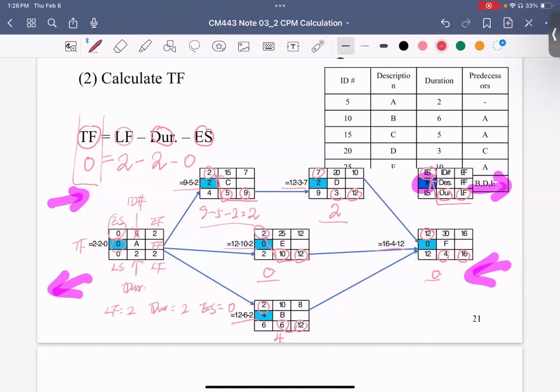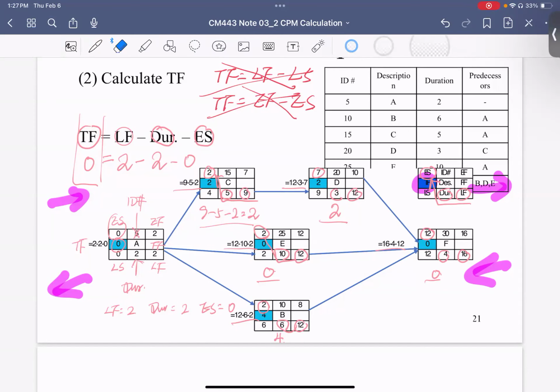If you're looking at the notes from somewhere else, yes, they have something. They say TF is equal to LF minus LS, and TF is equal to EF minus ES. Yes, sir. Okay, so it's better not to use those two to calculate, but you can use them to verify your results, to see if it's correct or not.